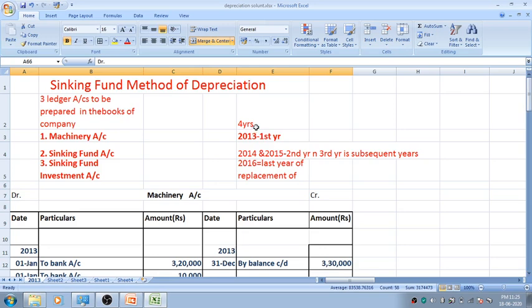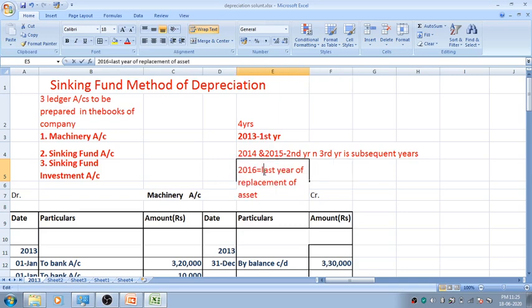Now here the life of the asset is 4 years. That means in 2013 the machinery was purchased, so it becomes the first year. 2014 becomes the second year. 2015 becomes the third year, that is your subsequent year. And 2016 is the last year, the year of replacement of the asset or the year of sale of investment.